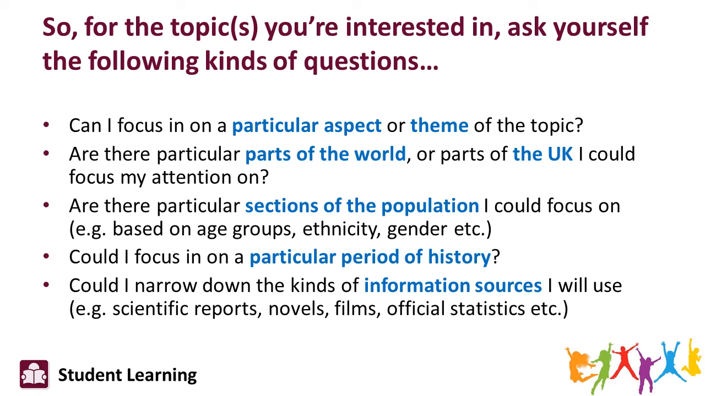So you might ask if there's a particular aspect or theme within your topic that you would like to focus on. There may be particular parts of the world, or indeed parts of the UK, that you could look at. You might be interested in particular sections of the population, based, for example, on age group, ethnicity, gender, etc. Similarly, there might be a particular period of time that you want to give particular attention to. And finally, you could narrow down the kinds of information sources that you would be interested in using.